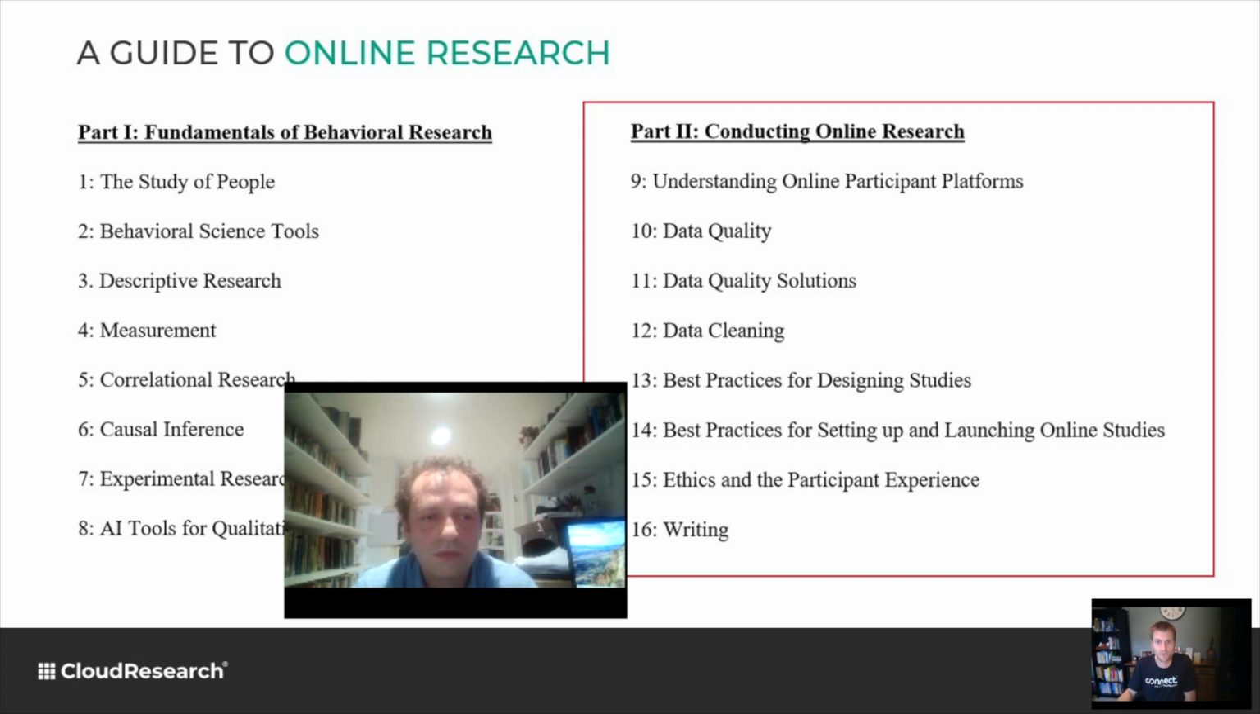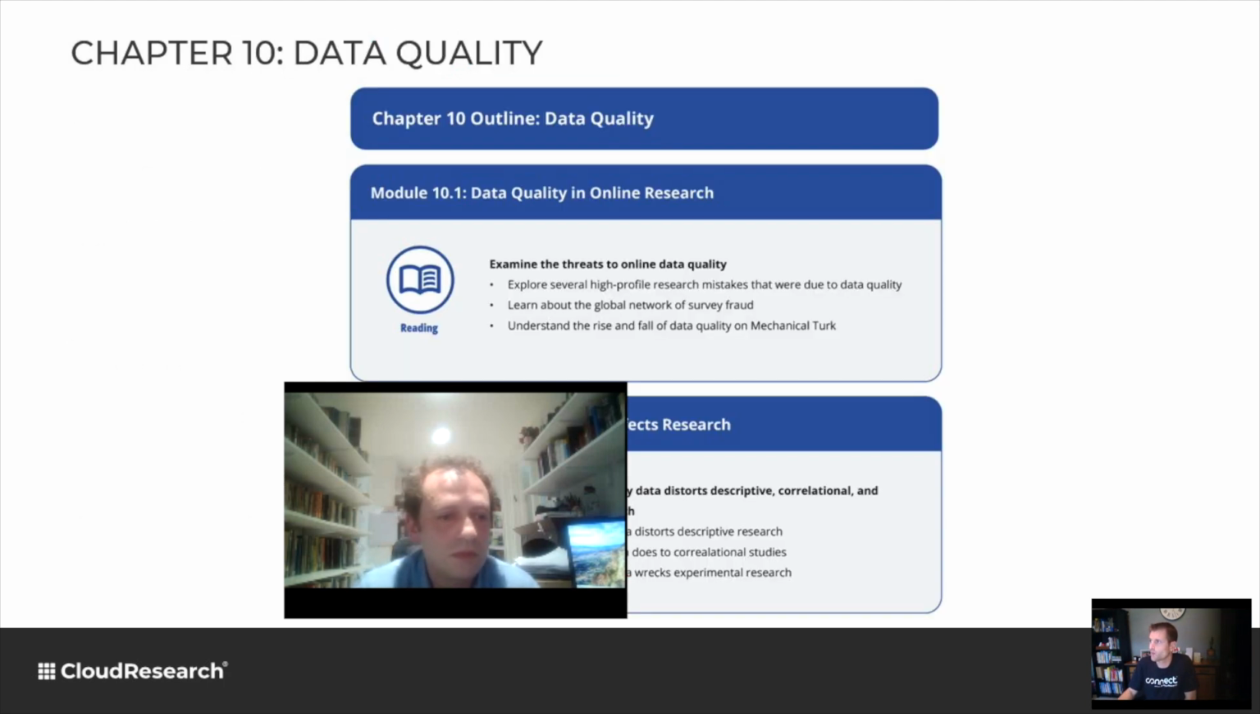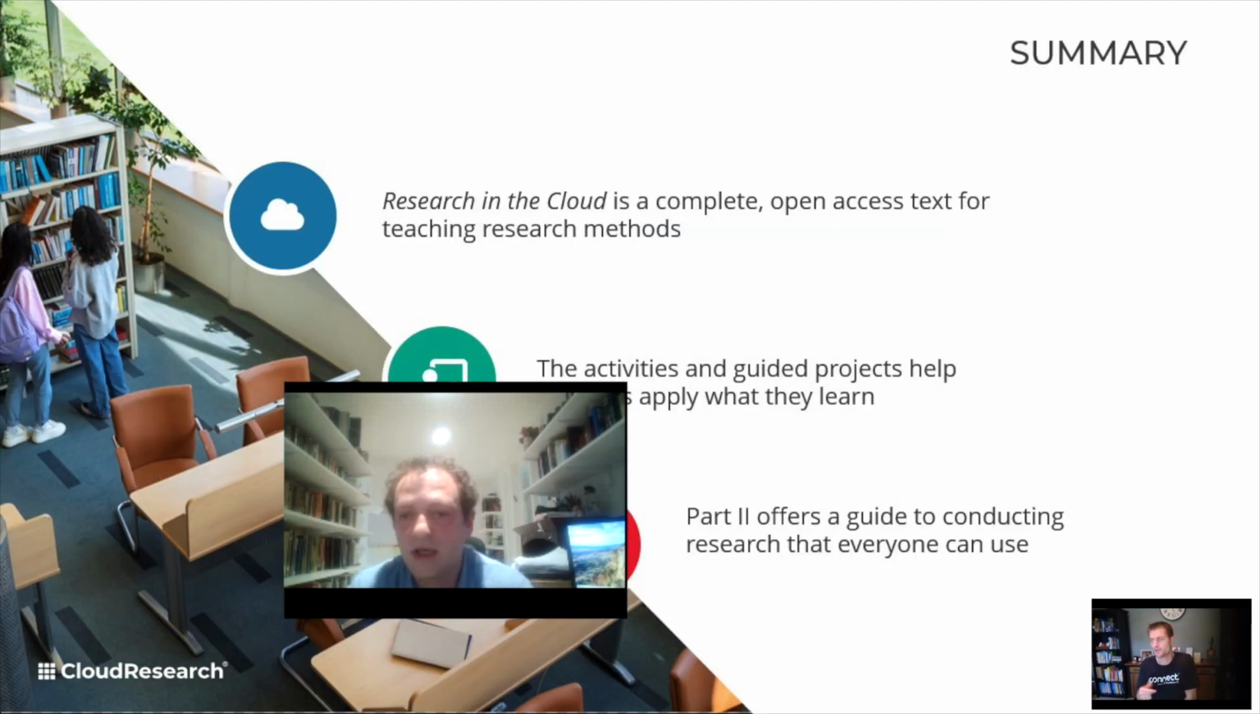To give you just one more example, in Chapter 10 on data quality, you can see an outline here that we actually explain to people about this global network of survey fraud that presents a threat to online research. And then we walk through how sources of low quality data can distort the findings from descriptive, correlational, and experimental research using real world examples. After that, the next chapter offers a unique perspective on how to measure data quality and protect online studies.